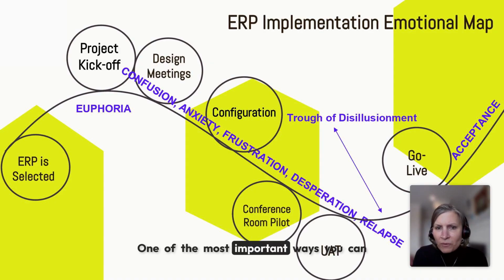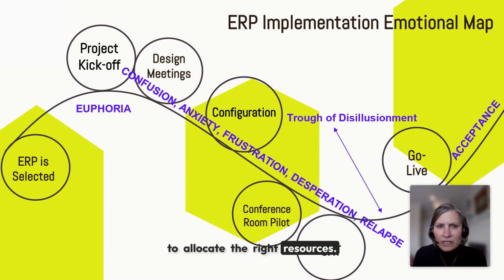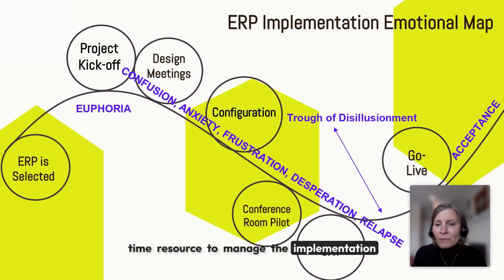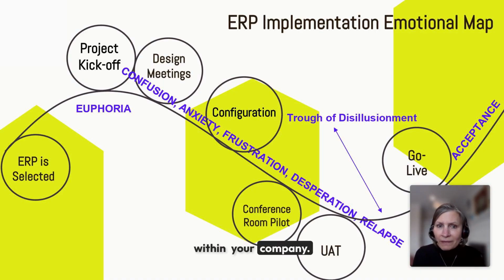One of the most important ways you can set yourself up for success is to allocate the right resources. We know you have a full-time job and you'll have a part-time job of implementing the ERP system, but it's important to realize that for every 1 hour of work in your SOW, the statement of work, you should expect to put in 2 to 3 hours. Ideally, you need to assign a full-time resource to manage the implementation within your company.